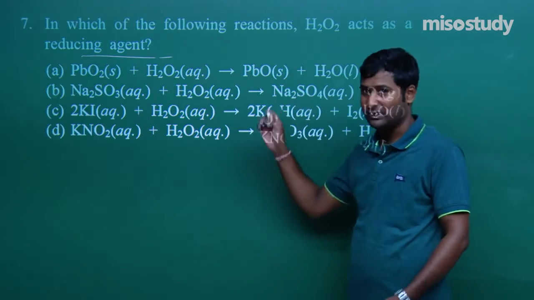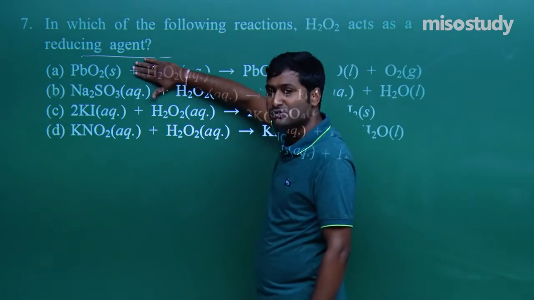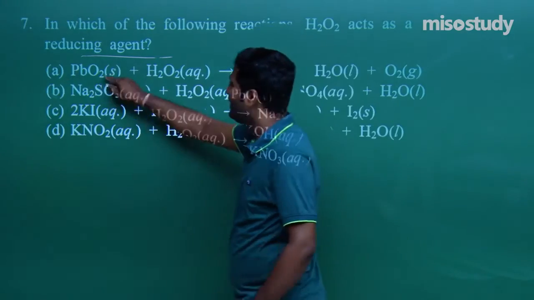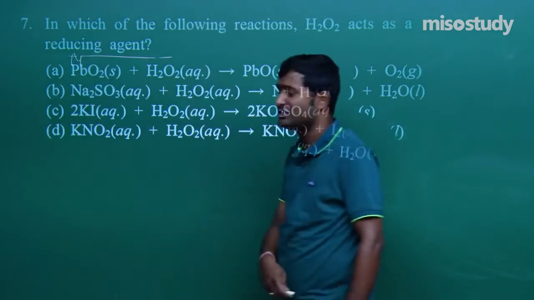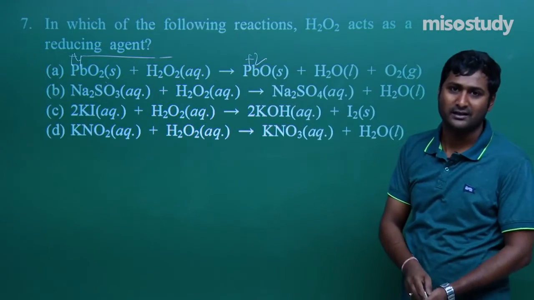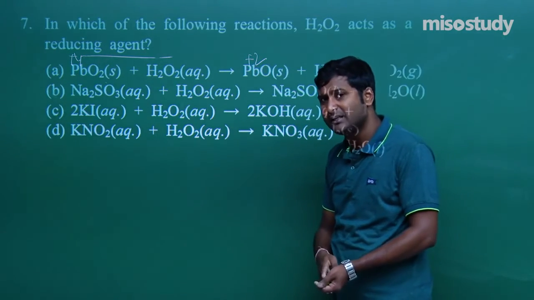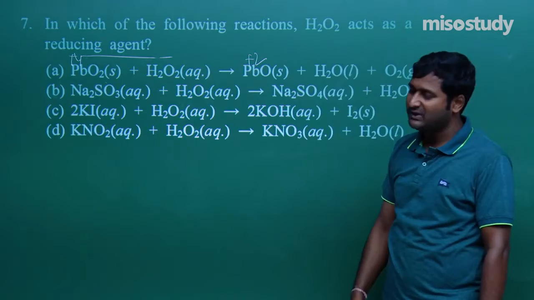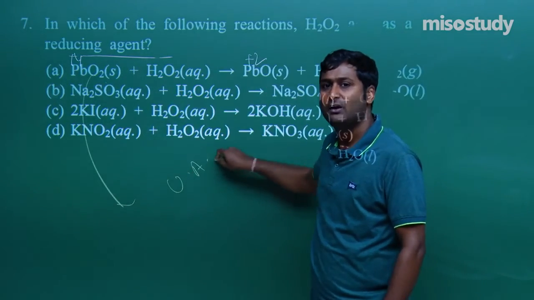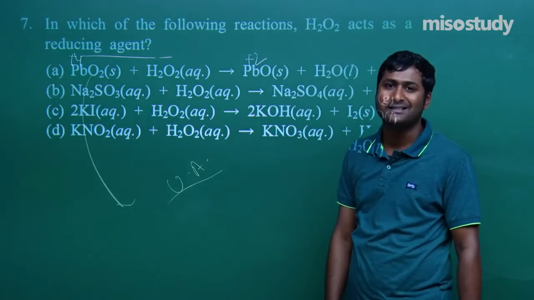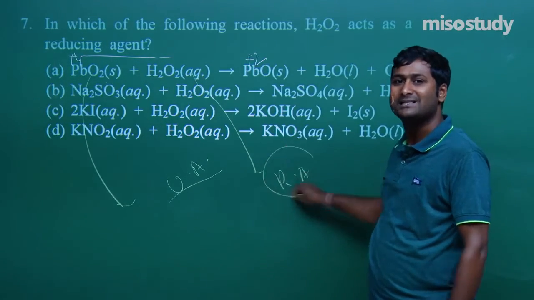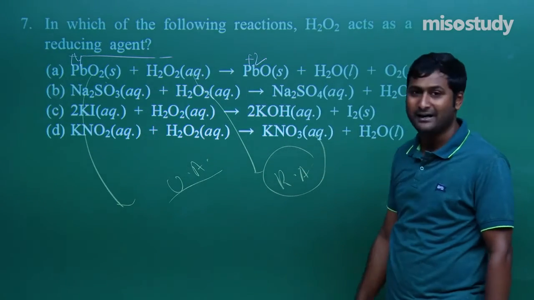Now check it out, but I am giving you a clue. I am not checking whether there is an increment or decrement here. I am checking this. Here Pb is in +4 oxidation state, yes sir. Here Pb is in +2 oxidation state. There is a decrement in oxidation state. If there is a decrement in oxidation state, then what will happen? PbO2 is an oxidizing agent, then its friend H2O2 will act as a reducing agent.